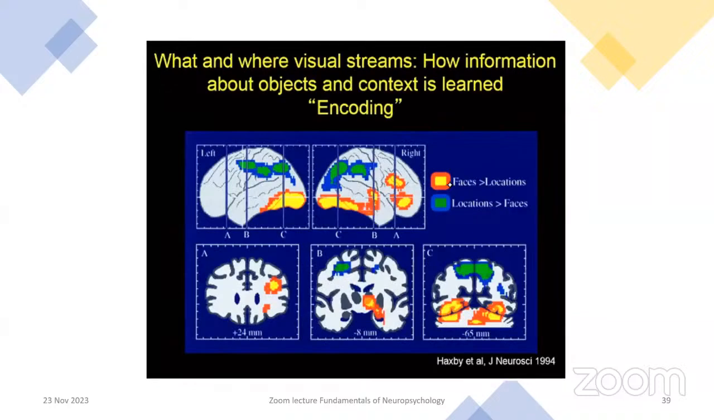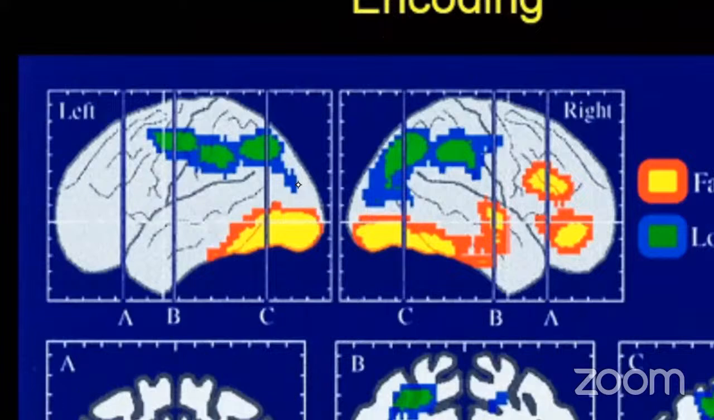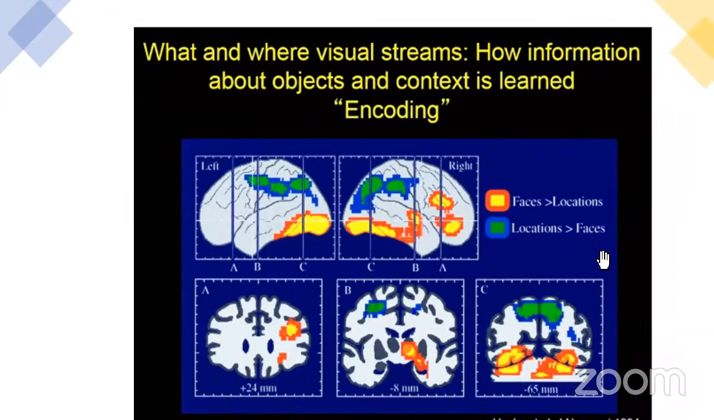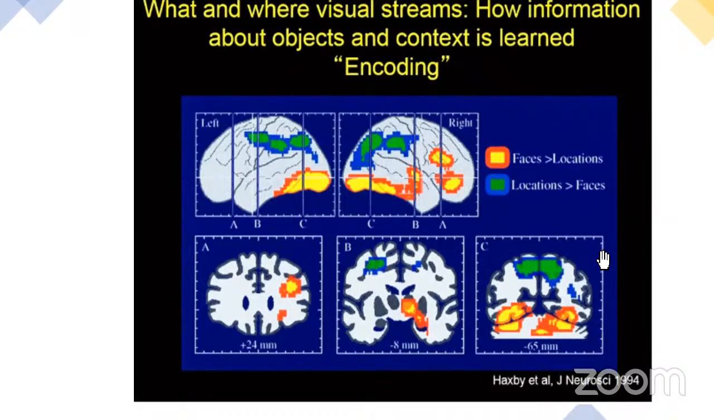What and where visual streams: how information about objects and context is learned is encoding. The dorsal is the where pathway and the ventral is the what pathway, from the occipital cortex. The what pathway is important for faces and recognition, whereas the where pathway is more important for location. So these will be affected if there's any disease there.